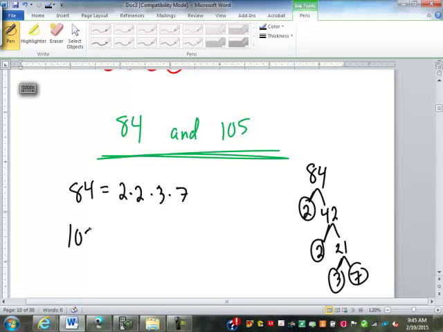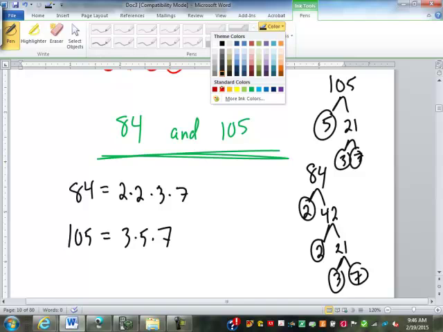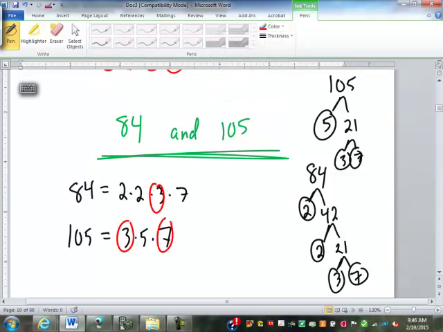Next, 105 becomes... Okay, let's do that. 105 ends in a 5, so we know it's divisible by 5, right? So if you divide it by 5, you're left with 21. 21 is just 3 times 7. So 3, 5, 7. Okay. So they've got a 3 in common, and they have a 7 in common. This one has 2 extra 2s, so we need 2 more 2s down here. This one has the 5, so we need a 5 up here. So that's 420.